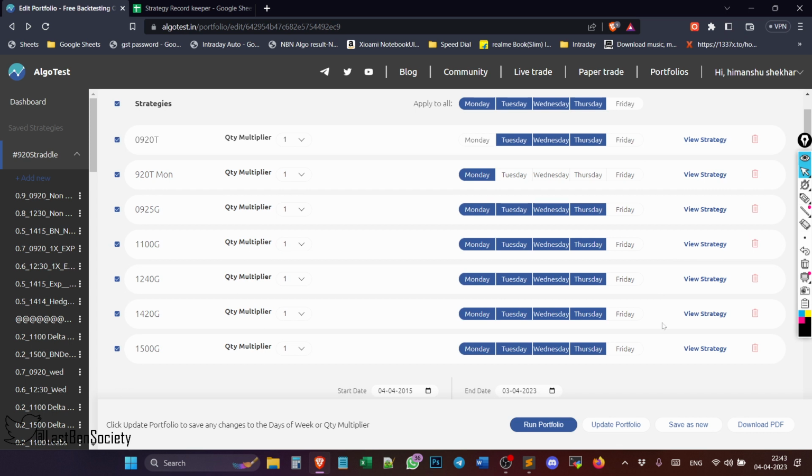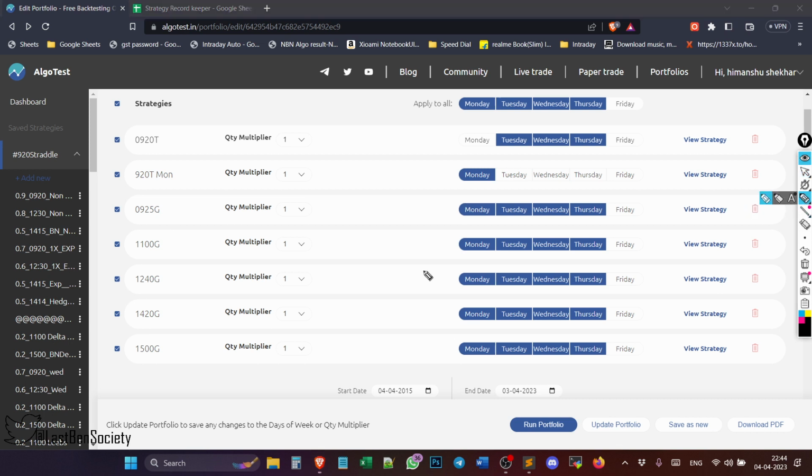And what is the capital required for all of this? If you see, there are 1, 2, 3, 4, 5, 6, and 7 trades, so you might be thinking, okay, it's 14 lakhs. But the thing is, these trades, 925, 1100, 1240, 1420, and 1500, are one after another. Let me explain how.